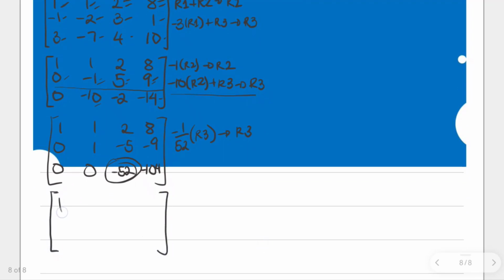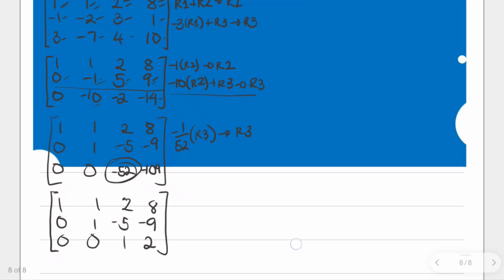It's still 1, 1, 2, and 8. No changes for these entries. No changes for the second row. Sorry, my bad. It's 1, negative 5, and negative 9. And finally here, it's still 0, it's still 0. This now becomes 1. And we have negative times negative is positive, and 104 divided by 52 is 2.